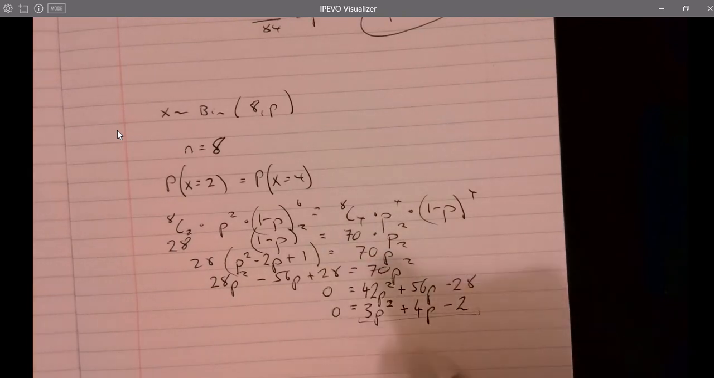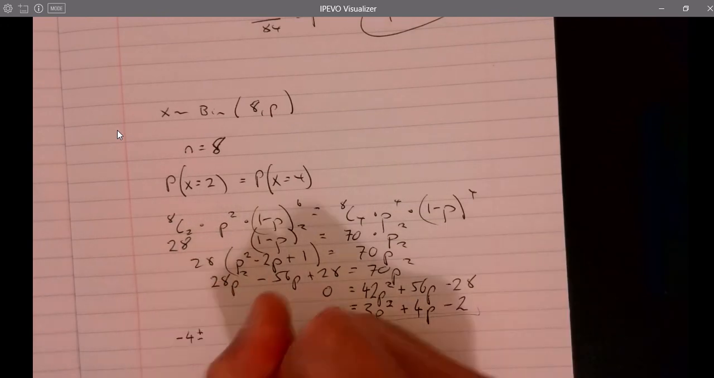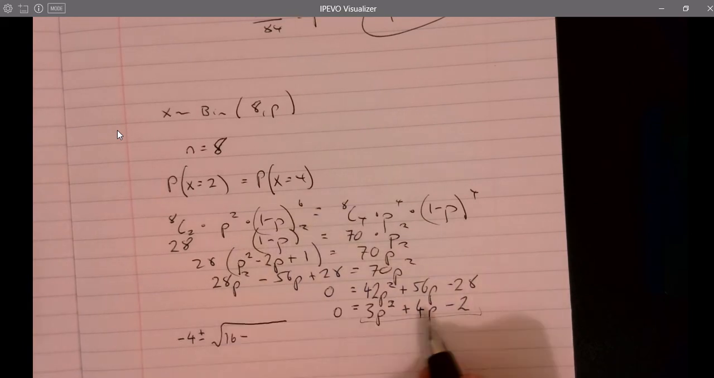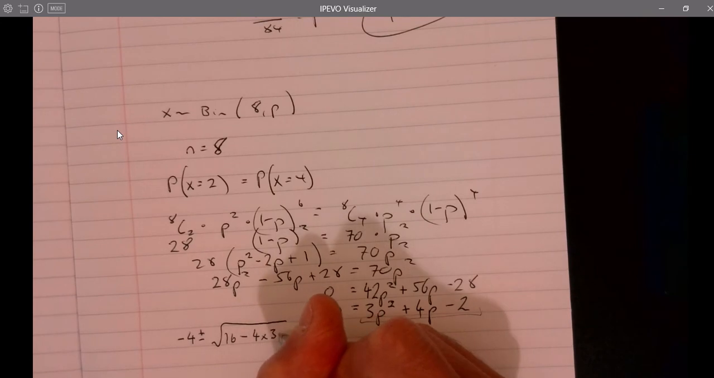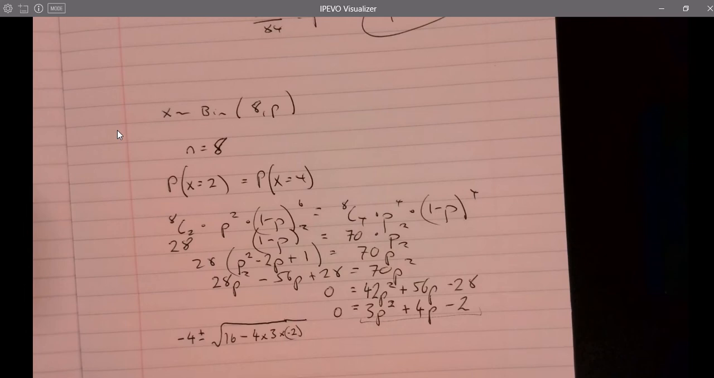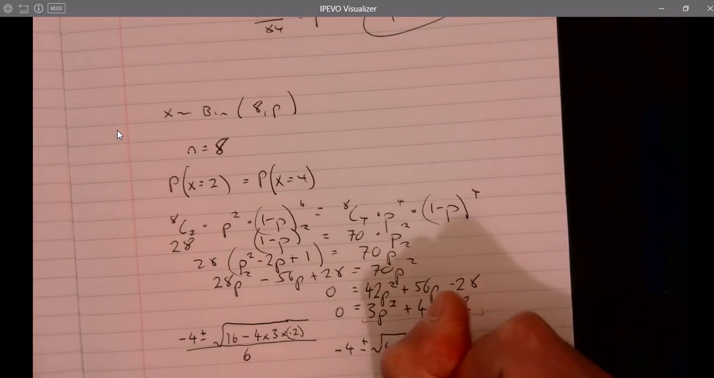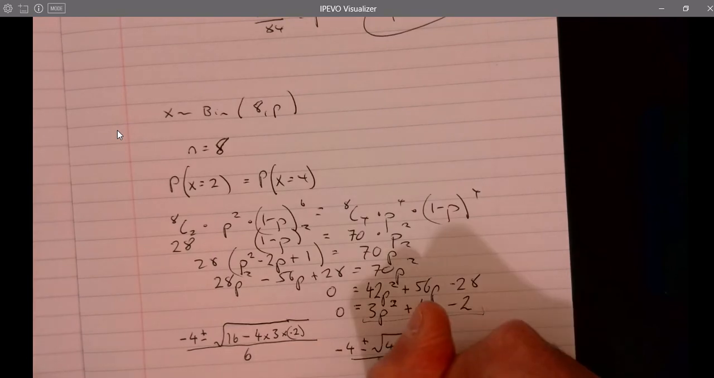If I sub in using the quadratic formula, it's going to give me negative 4, plus or minus the square root of 4 squared, which is 16, take away 4ac, so 4 times 3 times minus 2, all over 2 times 3, which is 6. So that's going to give me negative 4 plus or minus the square root of 16 plus 24, that's 40, over 6.